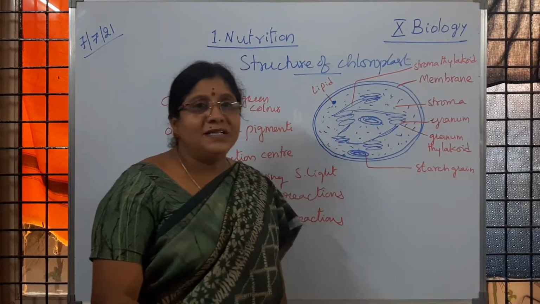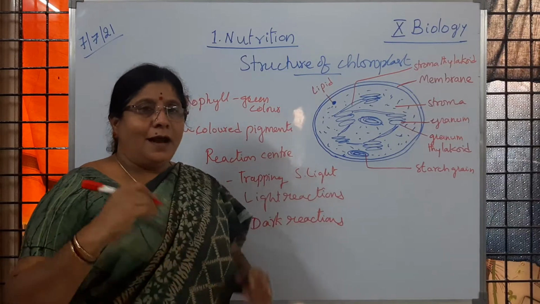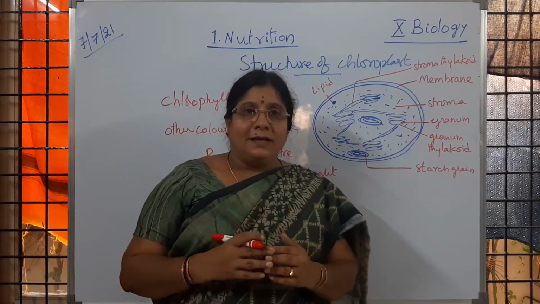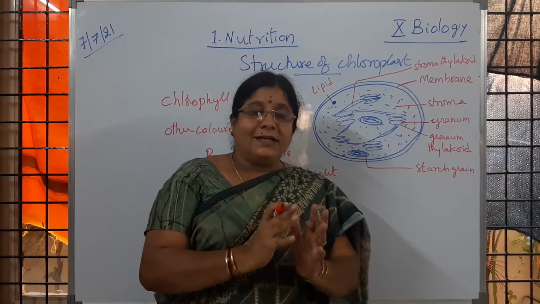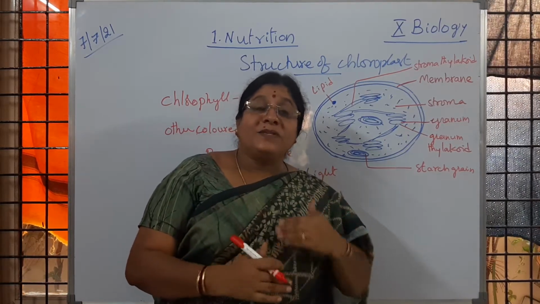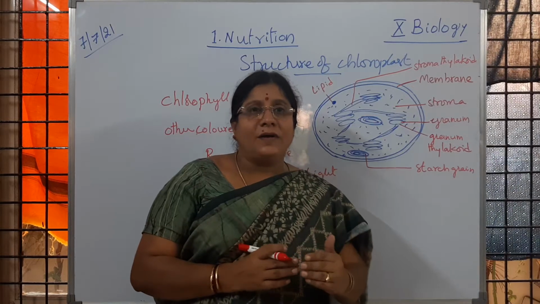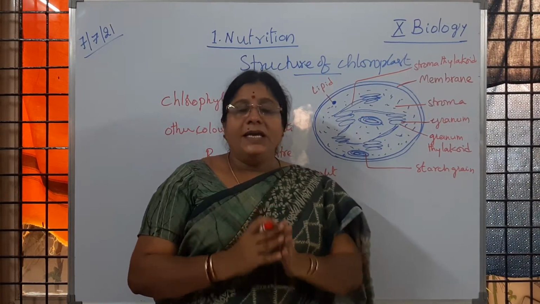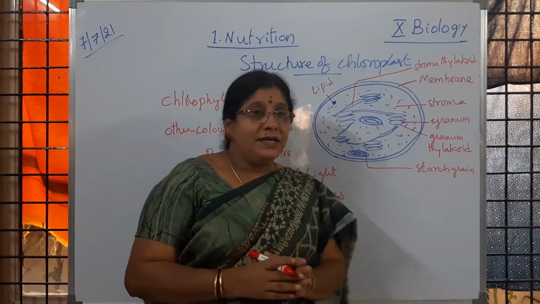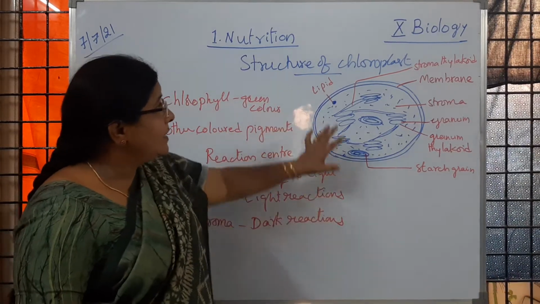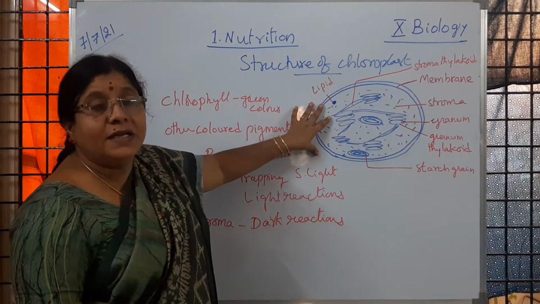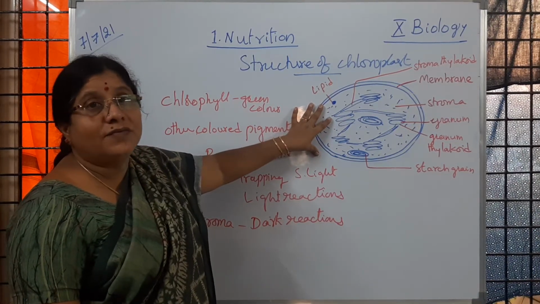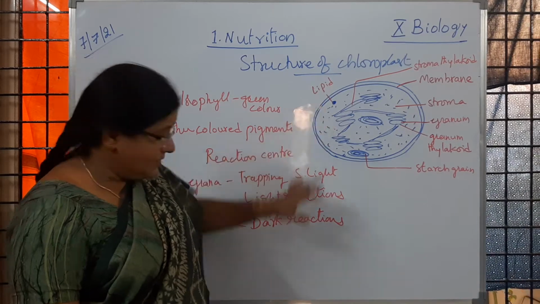How is it possible? Chlorophyll and other accessory pigments which are present in the chloroplast form a reaction center, where the steps of photosynthesis, the mechanism of photosynthesis, are going to happen. Is it clear to children? So in that way, the chloroplast is playing a crucial, important role in the process of photosynthesis. Is it clear to you?